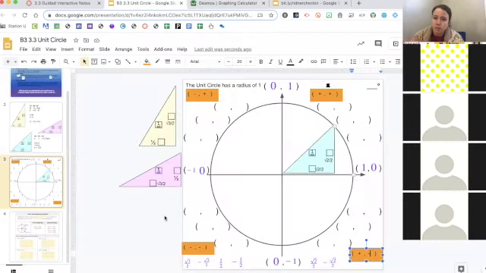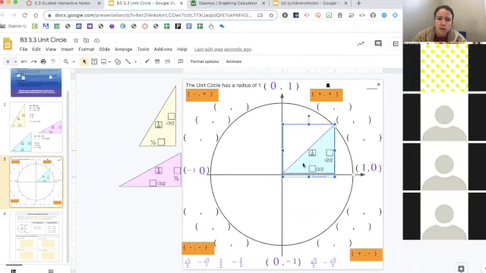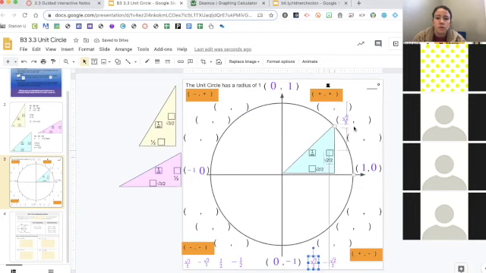So if I'm looking back here and I want to know what the point would be at the end of this triangle, it would have to be the length and the height, meaning that it would have to be square root of 2 comma square root of 2. Does that make sense? Kind of, sort of.